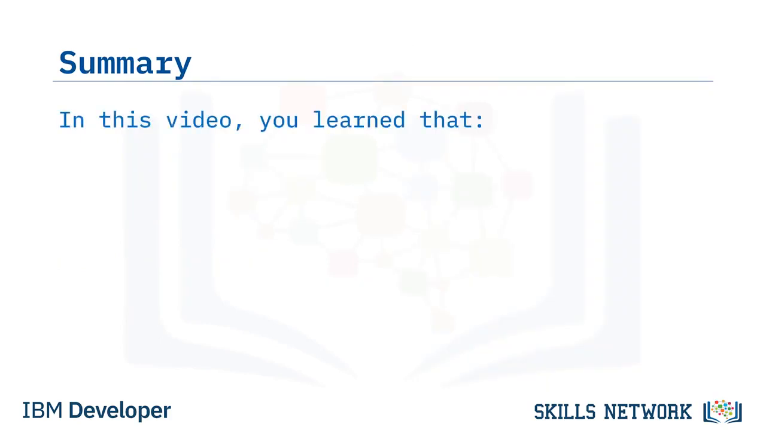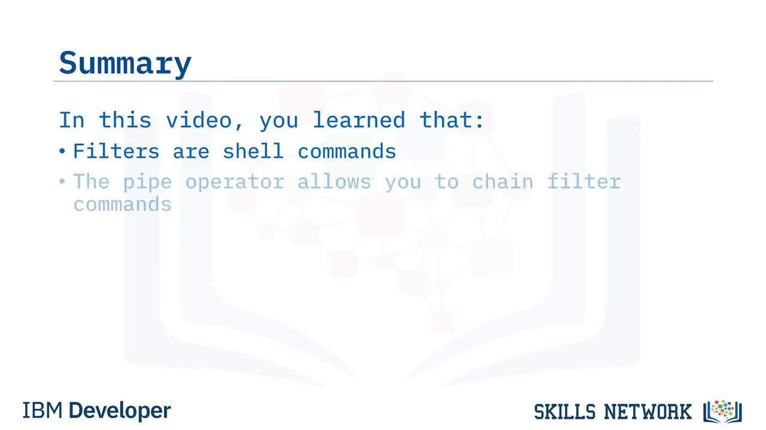In this video, you learned that filters are shell commands or programs such as word count, cat, sort, etc. that transform the input provided to them. The pipe operator can be used to create a pipeline of chained filter commands, whereby output of one command becomes the input of another command.